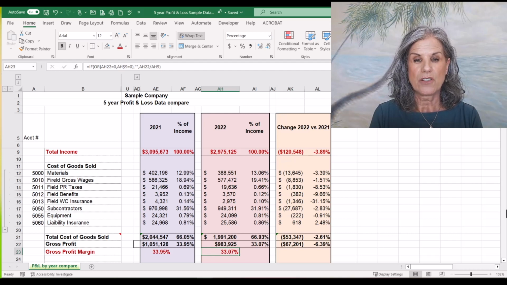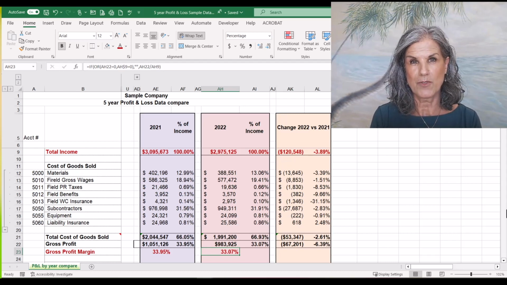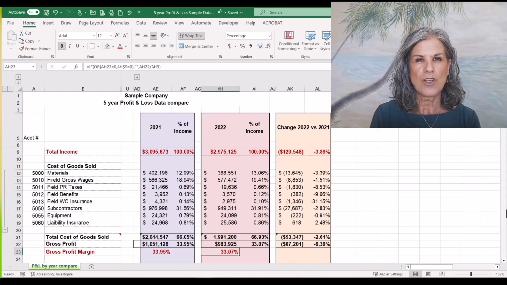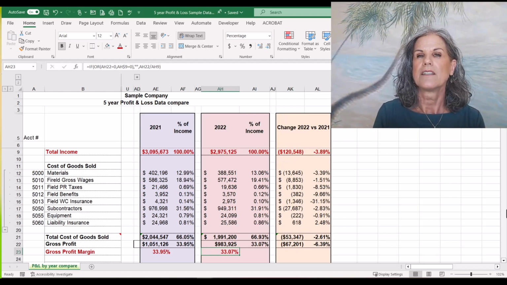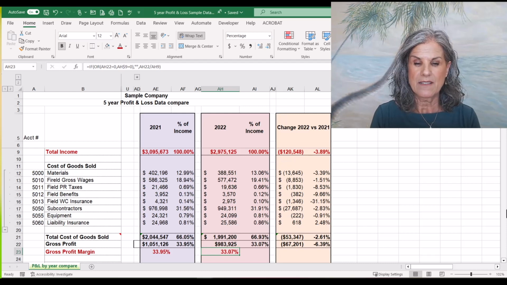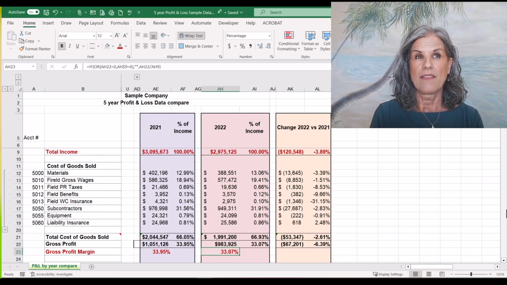So if you're a general contractor who does, and this is going to vary depending on the size of jobs you do, but let's say you do jobs up to $250,000, and your annual revenue is between $1 million and $8 million, then I'm going to say your gross profit margin should be somewhere between 32 and 35%. That's an industry standard. I didn't make up that number.